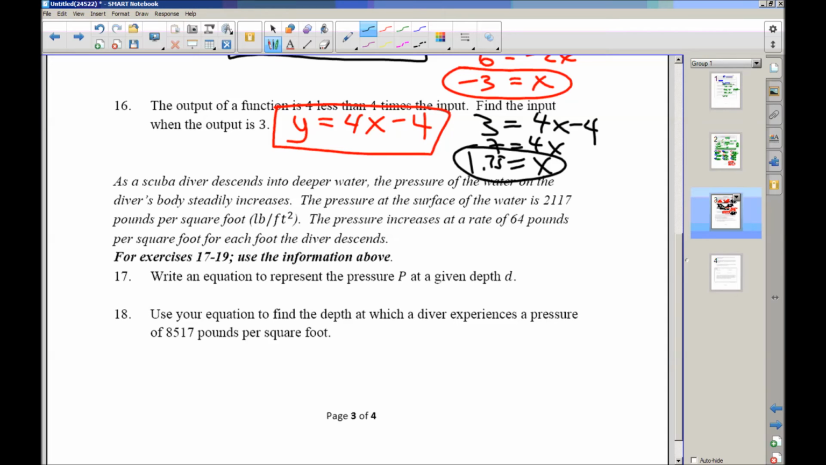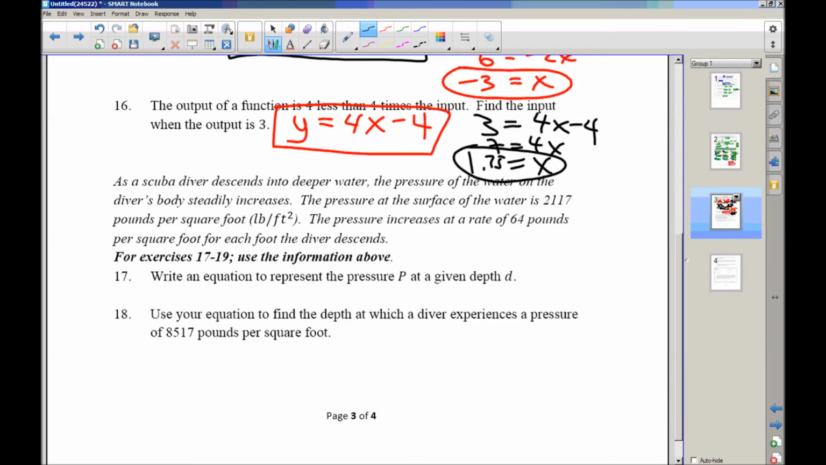Okay. The pressure at the surface of the water is 2,117 pounds per square foot. So even though you don't know it, 2,117 pounds are pushing on every square foot of your body. Okay? We just get used to it where we don't know it because we feel it all the time. So the pressure increases at a rate of 64 pounds per square foot for each foot the diver descends in the water. So we get extra pressure as we go down.